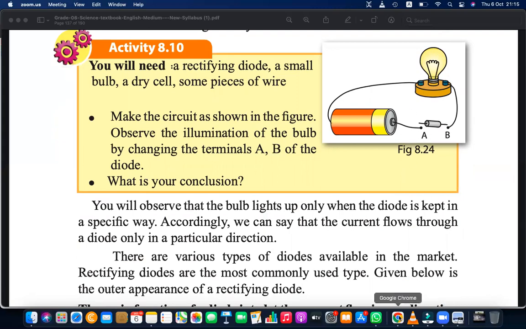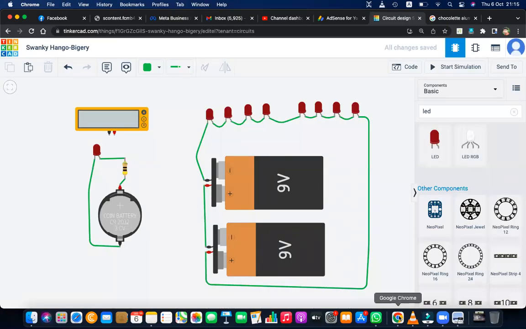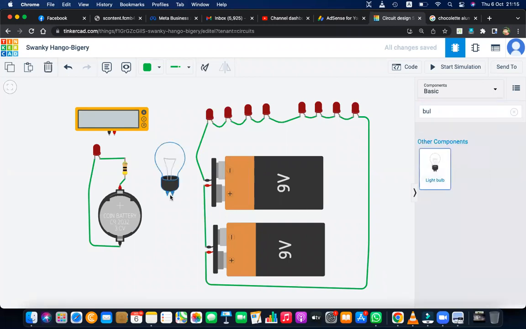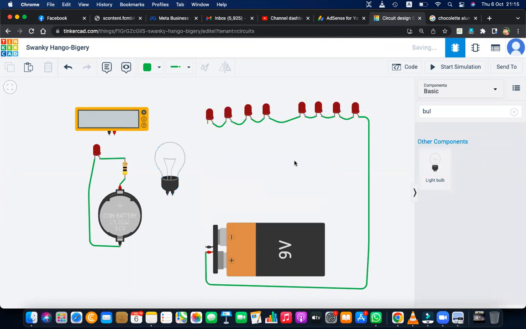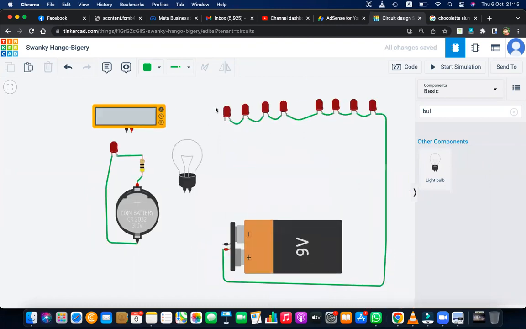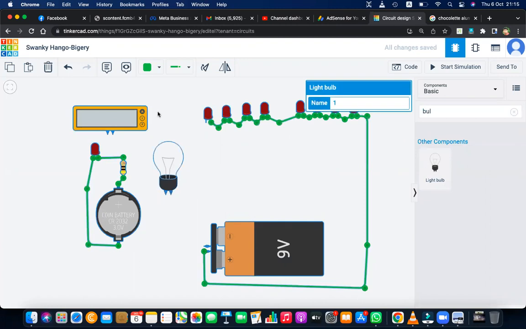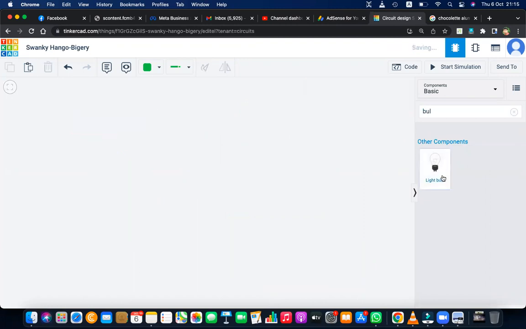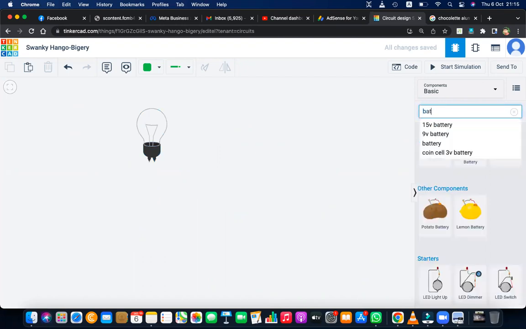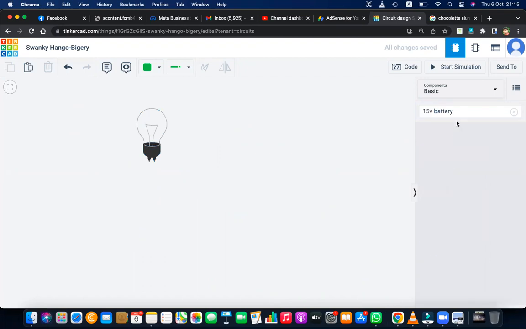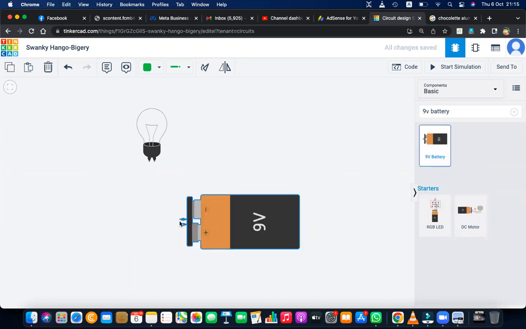So let me show that. LED is one solution, right? LED is actually one solution that you can use. Let's use a normal light bulb, and I'm going to erase other things. Let's take a bulb and a battery. 15 volt battery, is it there? No. Let's take a 9 volt battery. Is it there? Yeah, the 9 volt battery is there.